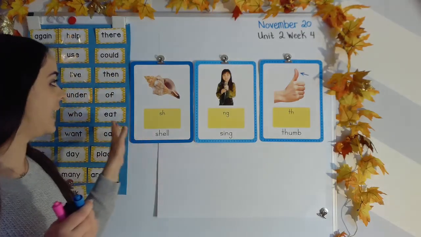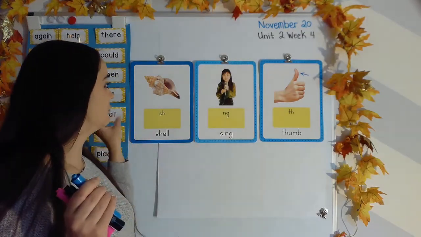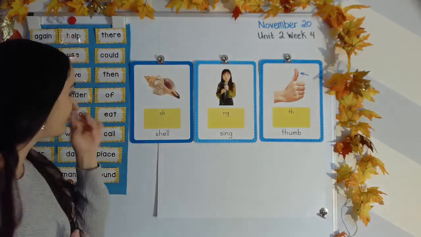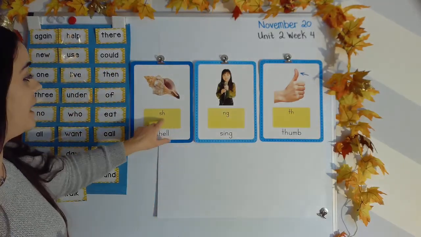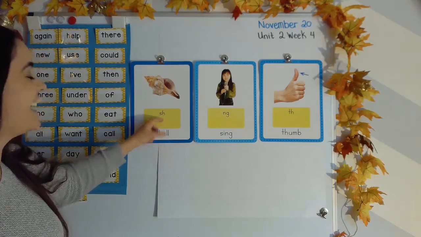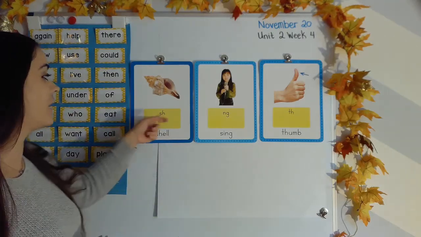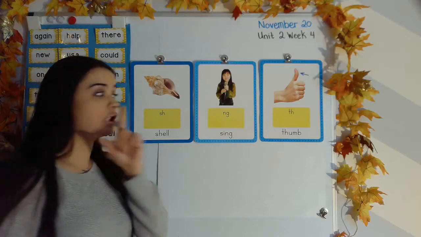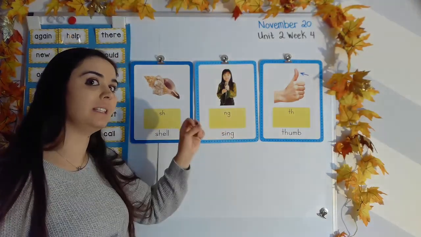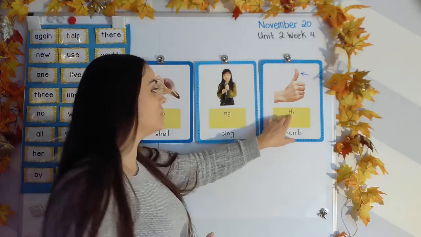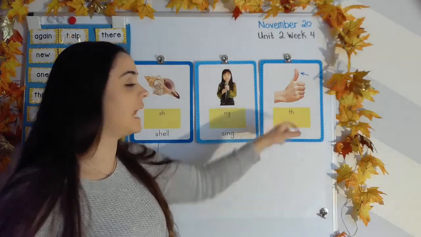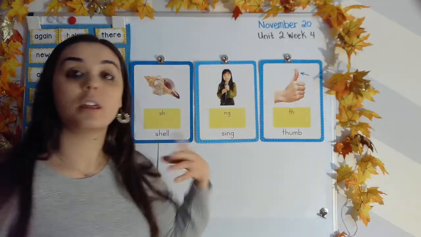It's the last day of our sh, ng, and th sounds. So we've talked about how you can't sound out S and H like h or sh. You just have to know and have in your back pocket that SH is sh. N and G, ng. So that one's a little easier to sound out. T and H, ta, ha. Oh, that doesn't sound right. You just have to know that TH, like your thumb.